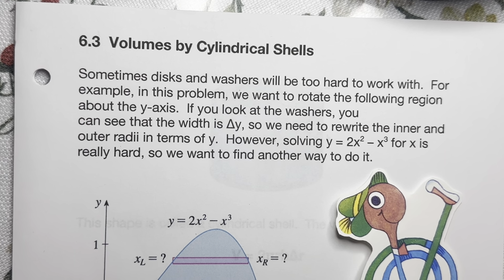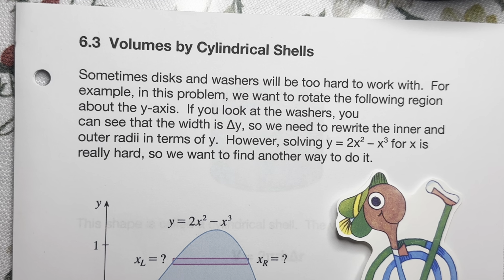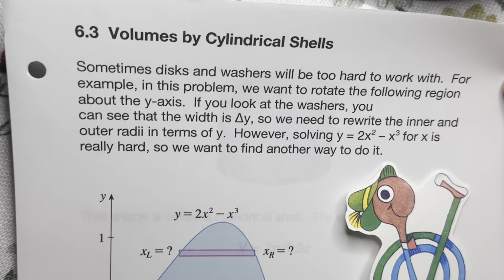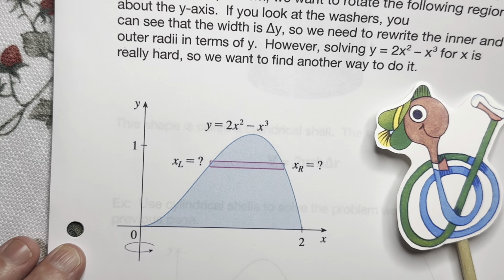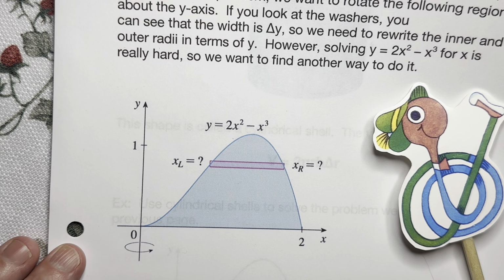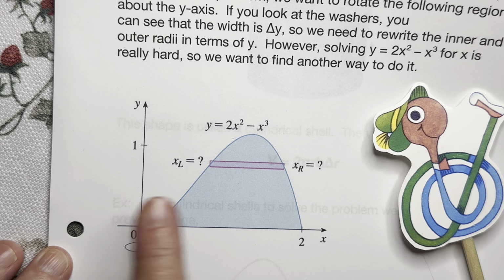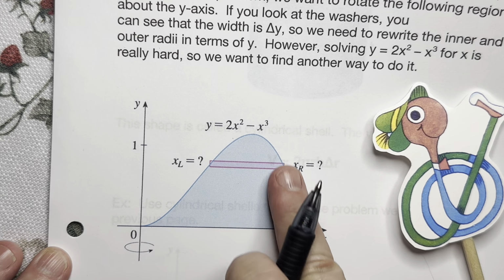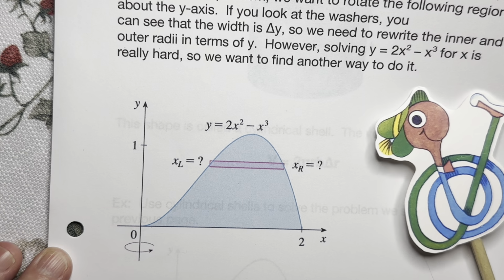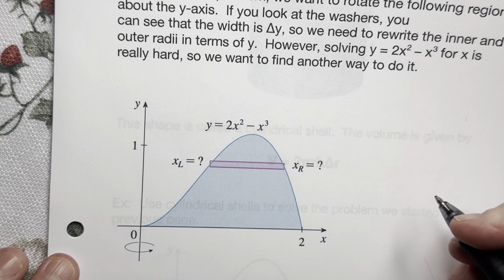It says sometimes discs and washers will be too hard to work with. And I've got an example here. Let me pull it up so you can see it. I want to take this shape and rotate it about the y-axis. So if I'm going about the y-axis, I'm going to get kind of this shape, but then over on the other side.